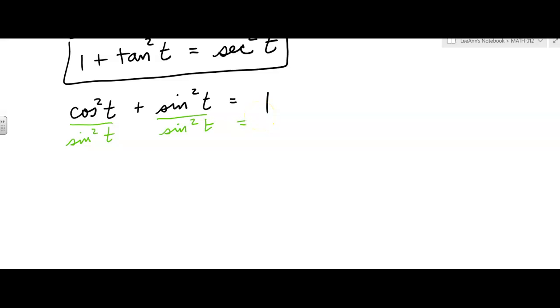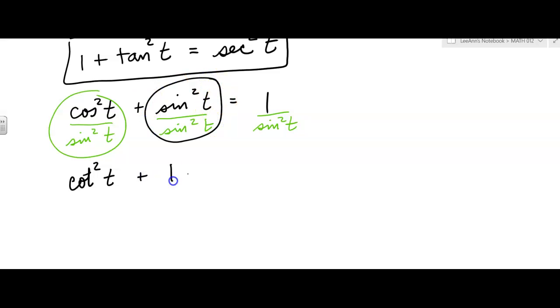I did it again. Put the equal sign. Okay, so just dividing both sides by sine squared t. That's going to be cotangent squared. This time I didn't write it all out, so I'm hoping you're okay with that. And then this is just going to be 1.